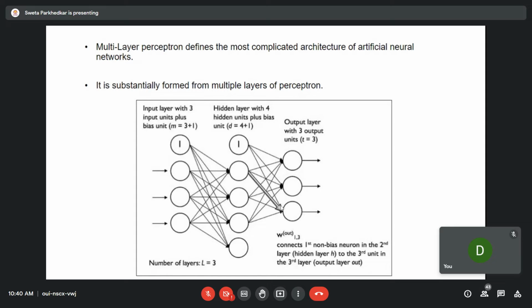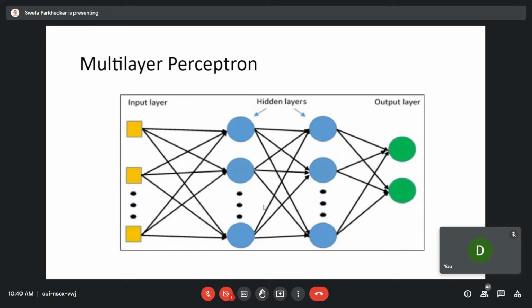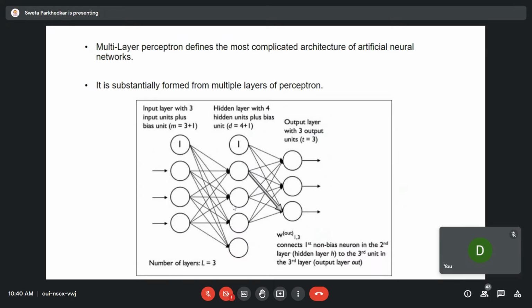Now, multi-layer perceptron defines the most complicated architecture of artificial neural network. So it cannot be only two hidden layers as shown here. It can have multiple hidden layers based on whatever application you need to design. Based on that, the hidden layers will be defined. So it is not just the simple diagram that you see, but it is a very, very complex structure. Okay, so it is the most complicated architecture of artificial neural network. You can see like this.